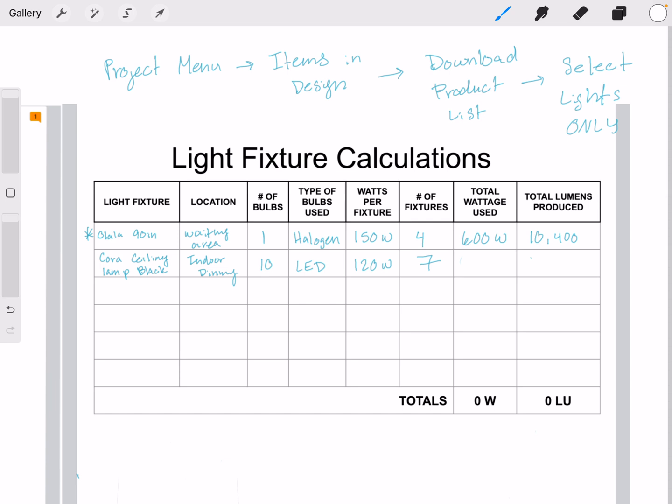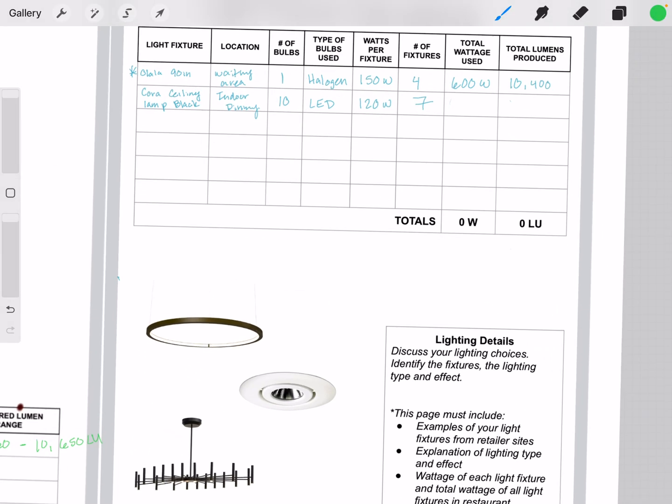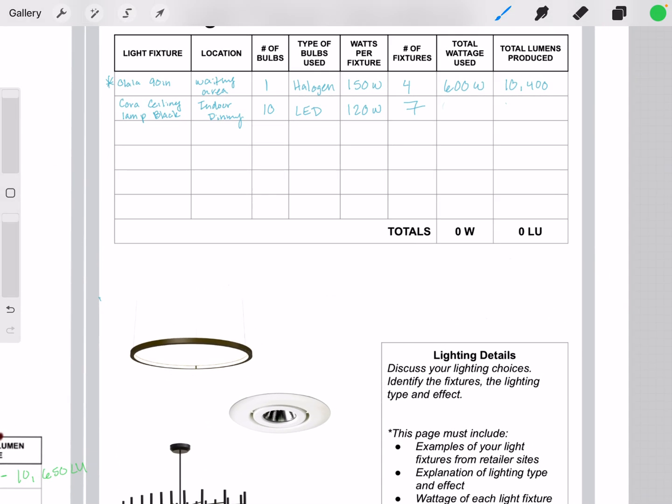So let me go ahead and write this down here just so you can see how I'm doing this math. So one halogen 150 watt bulb equals 2,600 lumens. Okay, so we're going to come back to this in a second.